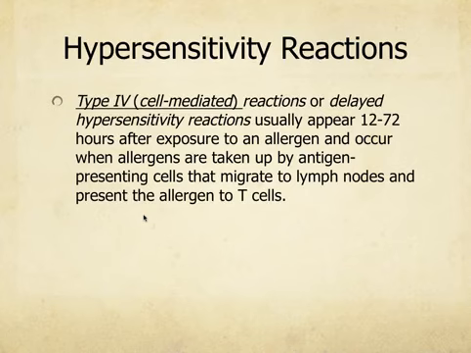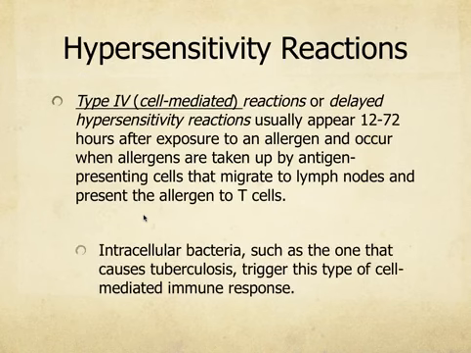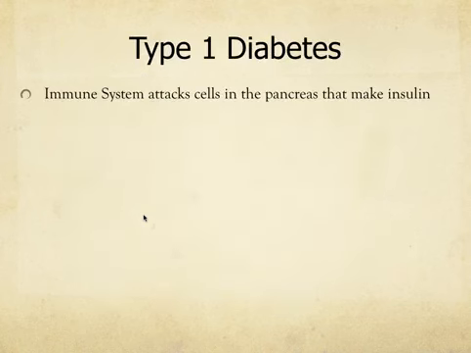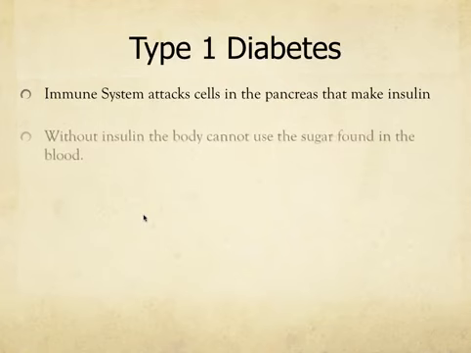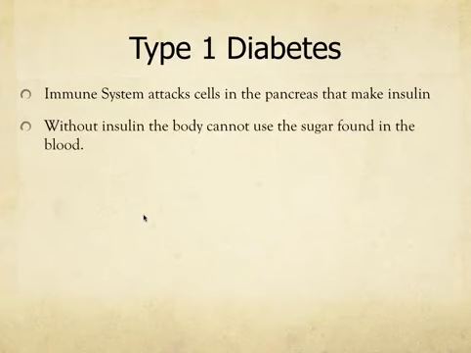So tuberculosis works this way. Actually, poison ivy even works this way. So in type 1 diabetes, what happens is the immune system attacks cells in the pancreas that make insulin. So it attacks beta cells in the pancreas. And I think without insulin, the body can't use sugar found in blood.